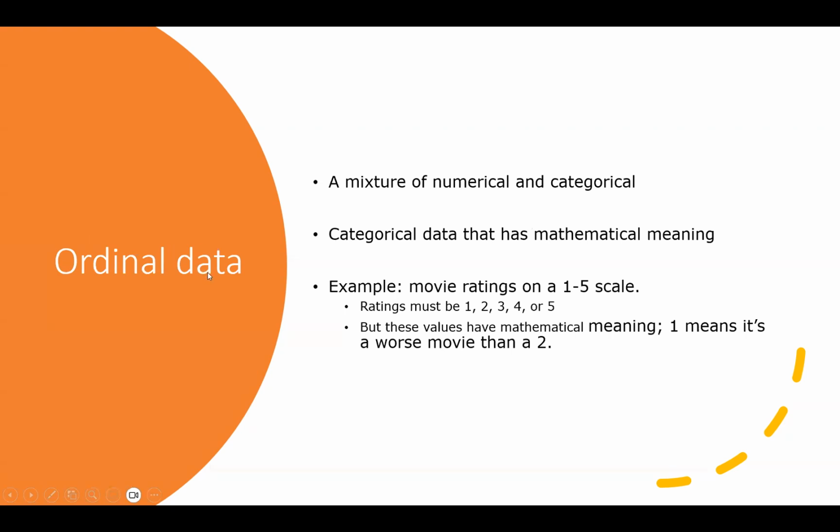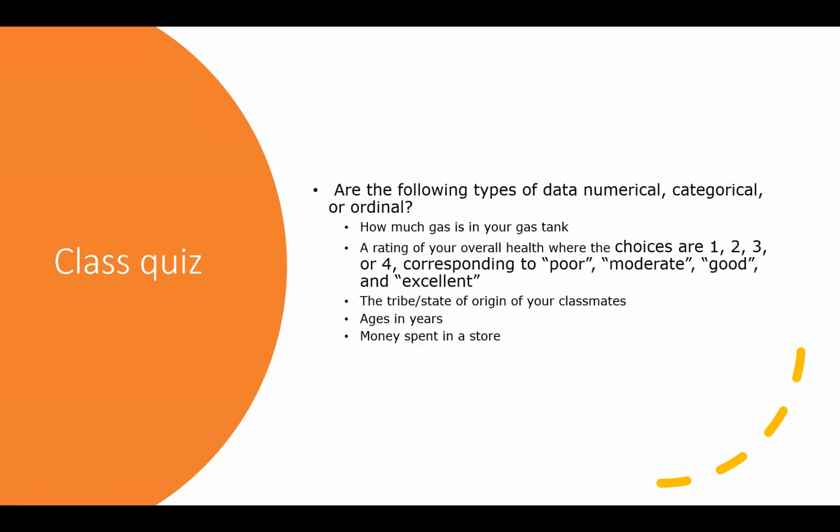Then there's also ordinal data. Ordinal is like rankings or ratings, right? So it's a mixture of numerical and categorical data. Like movie ratings, for example, on different scales, can be a rating from 1 to 5. The mathematical meaning is that 1 means this movie is very poor, and 5 means this movie is really good. So it's a rating, but it's really a category also: movies in 1 are very bad, movies in 5 are very good, right? So it's like categorical data that has meaning.